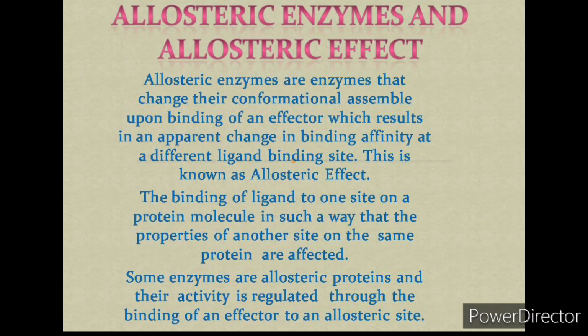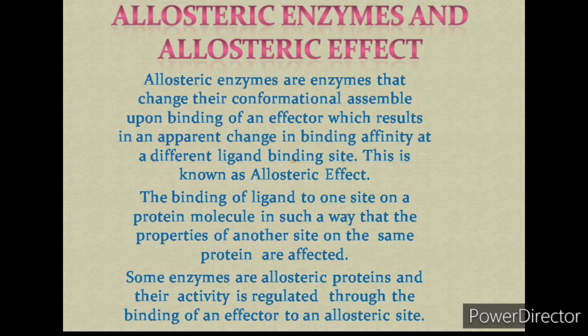Allosteric enzymes and allosteric effect. Allosteric enzymes are enzymes that change their conformational assembly upon binding of an effector, which results in an apparent change in binding affinity at a different ligand binding site. This is known as the allosteric effect: the binding of a ligand to one site on a protein molecule in such a way that the properties of another site on the same protein are affected.